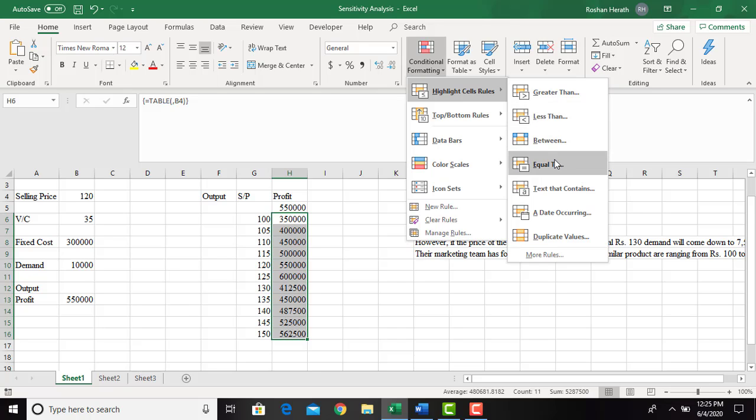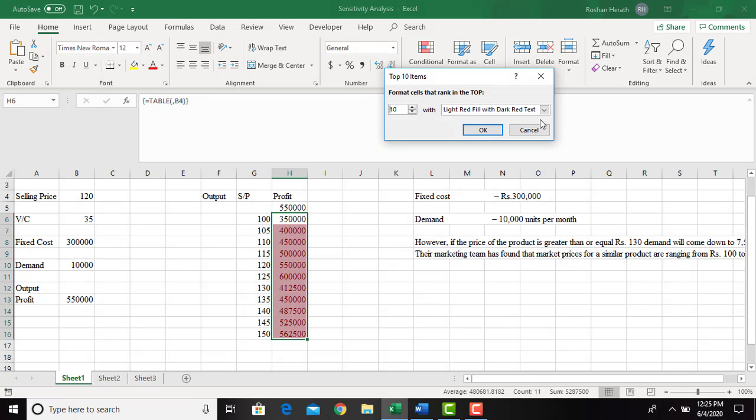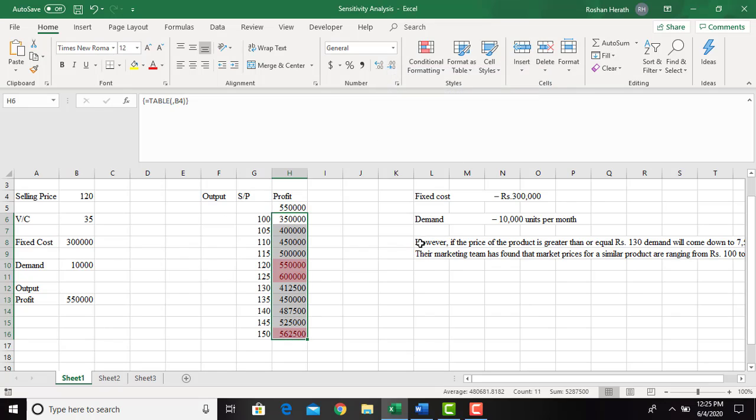So you may take, let's not the highlight cell but the top bottom rule. You may go to this and let's say that you want to take the top 3 profit. So then you may first take this top 10 items, then you can customize that. When it comes to this 10, it is going to highlight the 10, but you are interested in the top 3. So make sure you take top 3. Say okay. Then you can see what are the desirable prices.